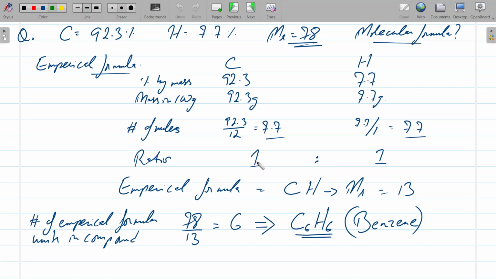What we do is we find the relative mass of the empirical formula. So that's CH, 1:1, and that's 13. And then we divide the molecular mass by the empirical mass, and we get 6. So whatever compound we have is 6 times CH, which gives us C6H6. Now this is not something we've learned. It's not part of the syllabus, but just so you know, it is a molecule called benzene. So that's how we go about doing it.